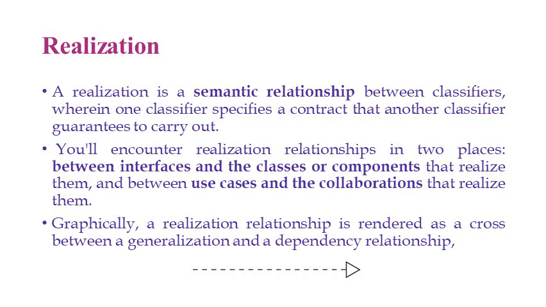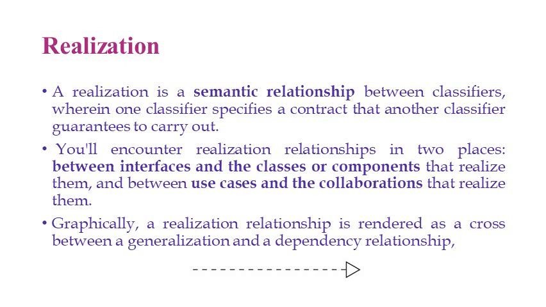Now last relationship, that is realization. A realization is a semantic relationship between classifiers wherein one classifier specifies a contract that another classifier guarantees to carry out. Now this realization relationship will be encountered at only two places, that is in between interface and the class or component that realizes them, and second place, that is in between use case and the collaboration that realizes them.